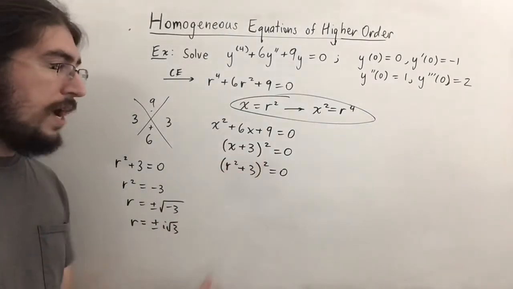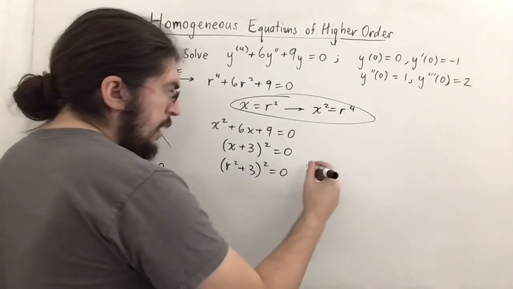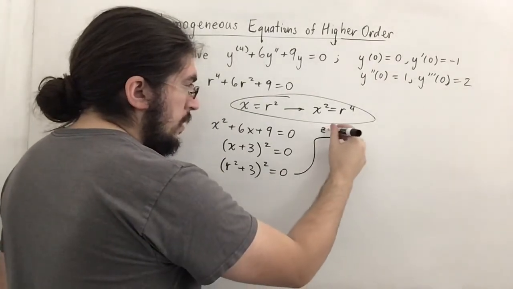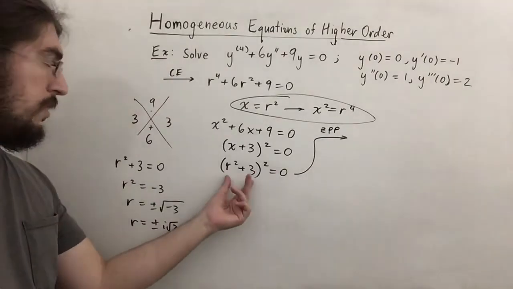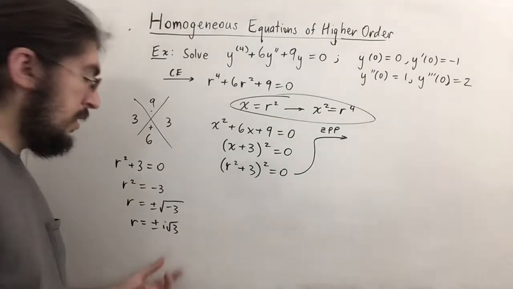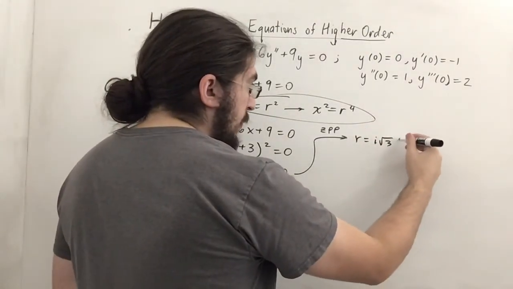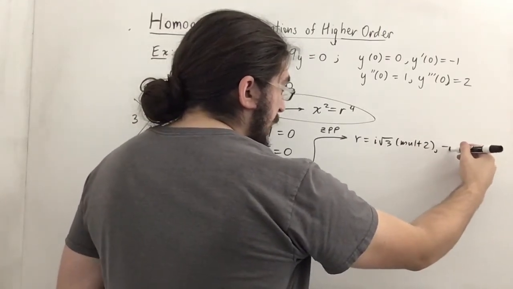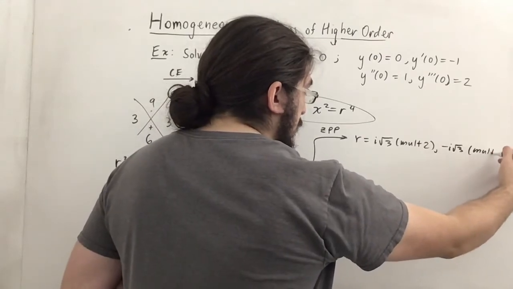Since we have two of the factors, that means each of these has multiplicity 2. In other words, the solution by zero product property, which is kind of what I did here, I said each of the factors, which is really just this one, but it's squared, so the multiplicity is 2 for each of these solutions. We get r is equal to i times radical 3, that has multiplicity 2, comma, we get negative i times radical 3, and that also has multiplicity 2.